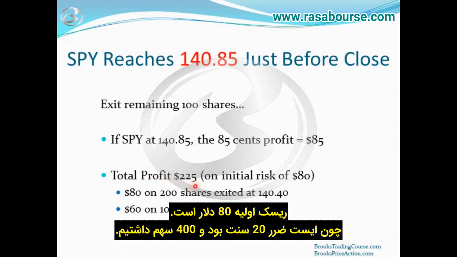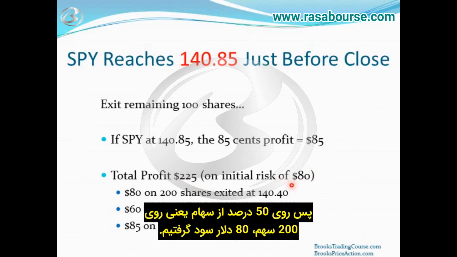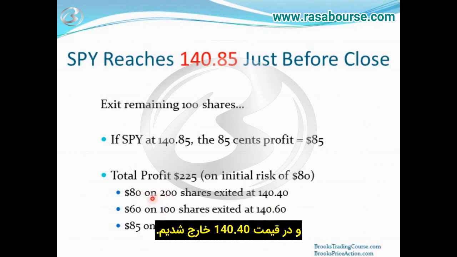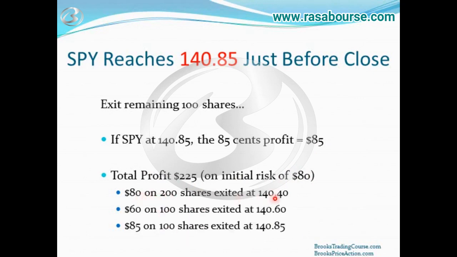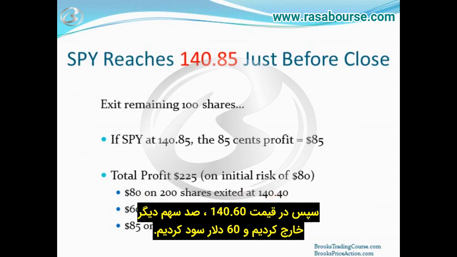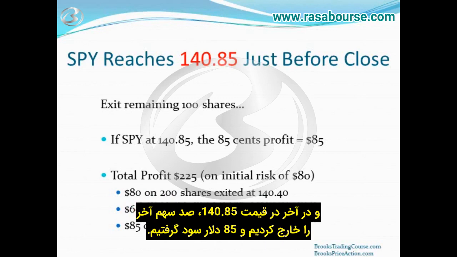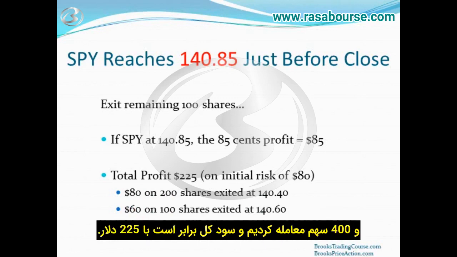Your initial risk is $80. Remember, you had a 20-cent stop and 400 shares. So on your first 50%, your first 200 shares, you made $80. You exited at 140.40. You took another 100 off at 140.60 for another $60. And you took your final 100 off at 140.85 for $85, giving you a total profit of $225 on your 400 share trade.